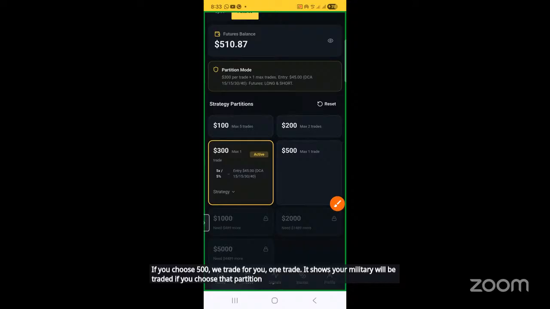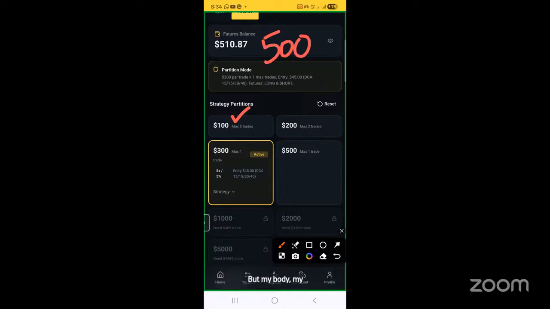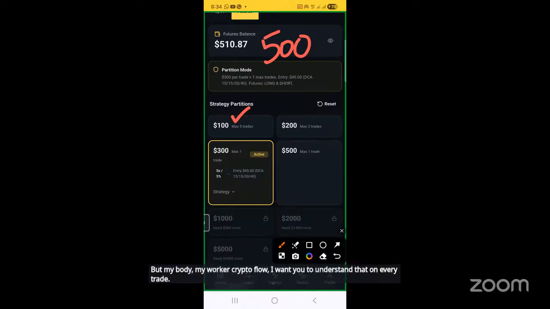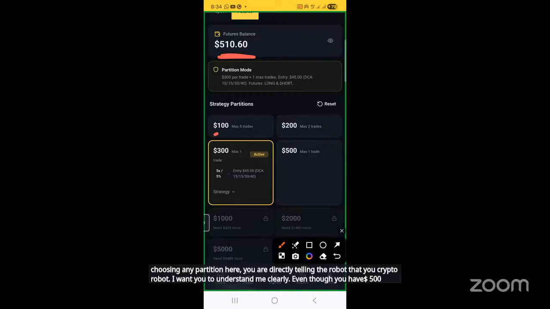What does it depend on to know how many trades it will trade for you? Let me give you an example. When you choose the $100 partition, it's as if you're saying, even though I have $500, I want you to understand that on every trade, you must put $100. That is what you're meaning. By choosing any partition here, you are directly telling the robot, even though you have $500, do not exceed $100 per trade.